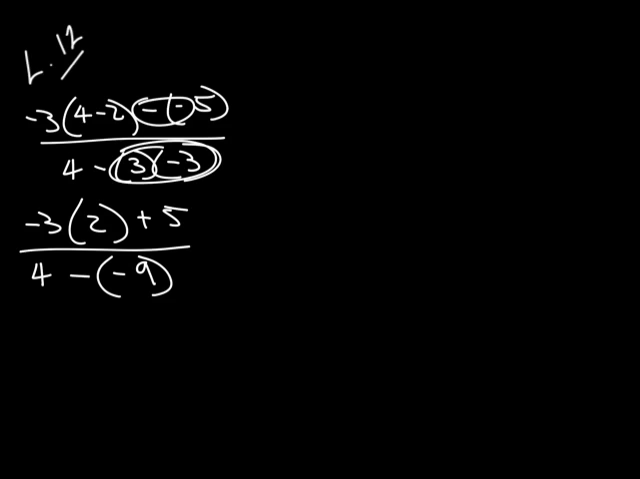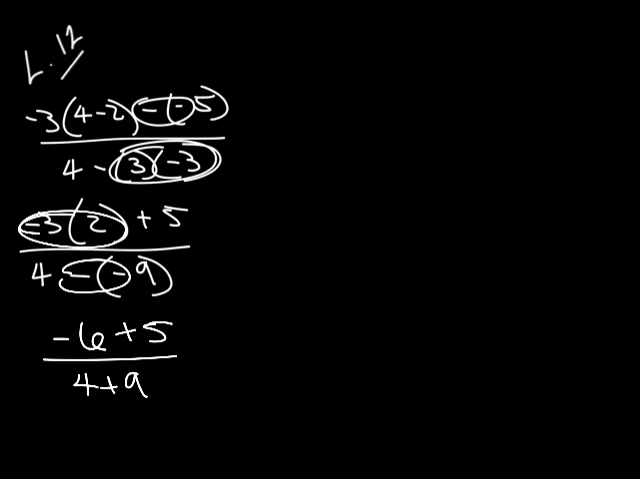Okay, so now we're going to multiply those. 2 negatives gives you a positive. These two here, signs are different. We take the difference between the two, but the sign of the biggest one there. And we get negative 1 over 13. So that's it for lesson number 12.